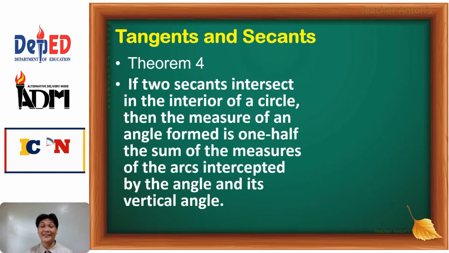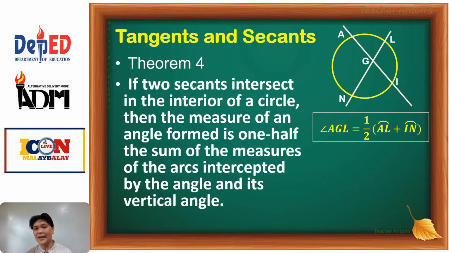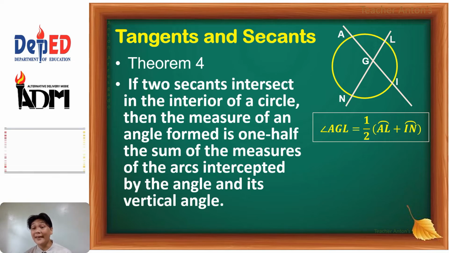If two secants intersect in the interior of a circle, then the measure of an angle formed is 1/2 the sum of the measures of the arcs intercepted by the angle and its vertical angle. So let us have a circle there. We have the first secant, then the second secant. For example, angle AGL is 1/2 times the sum of the intercepted arc and its vertical angle. The intercepted arcs are AL and IN. So that's how we solve it.